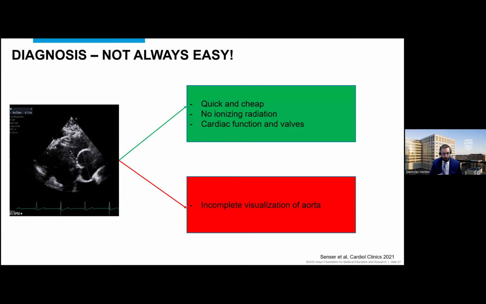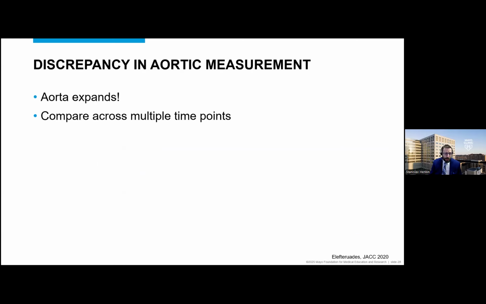And as all of you know, fine motions of your hand, small motions going from different places, can give you a lot of discrepancy. Different measurements across the time continuum can make echo really difficult as well. So it's a great screening test to start with, but it shouldn't be our go-to in all cases. And there is quite a lot of discrepancy in aortic measurement.